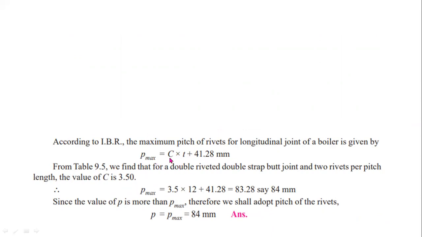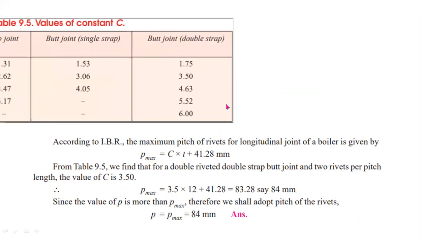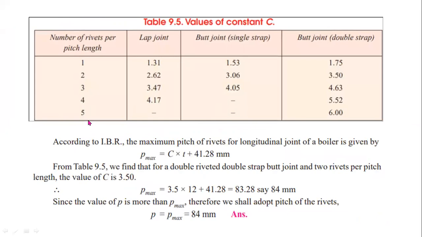C is the constant value. You have to select this constant value from the table. Here, from the given problem, the given joint is a double riveted, double strap butt joint. So the corresponding value is this one. For a double riveted double strap butt joint, the constant C is 3.5.